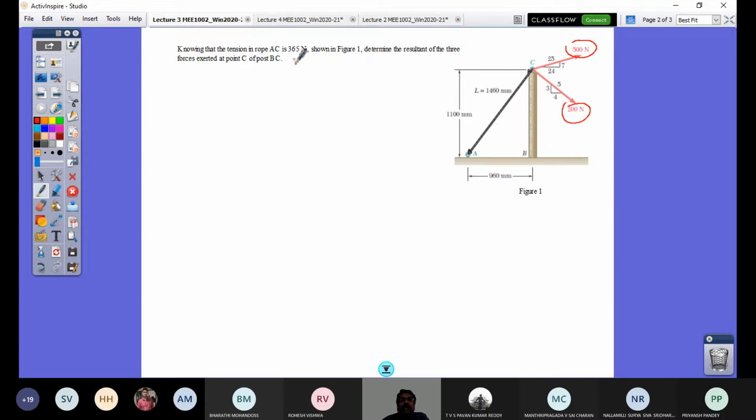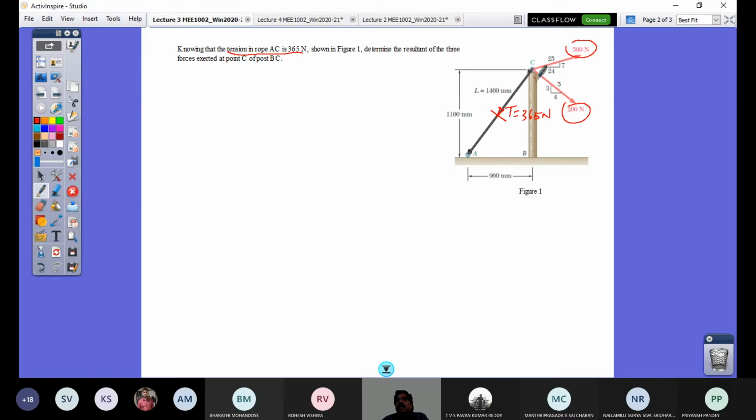So now what is the statement of the problem? Knowing that the tension in the rope AC is 365 Newton. So there is a tension in this. How do you represent the tension? I'll represent it like this. So I take this tension, and that is 365 Newton force. Determine the resultant of three forces exerted at point C of post BC.